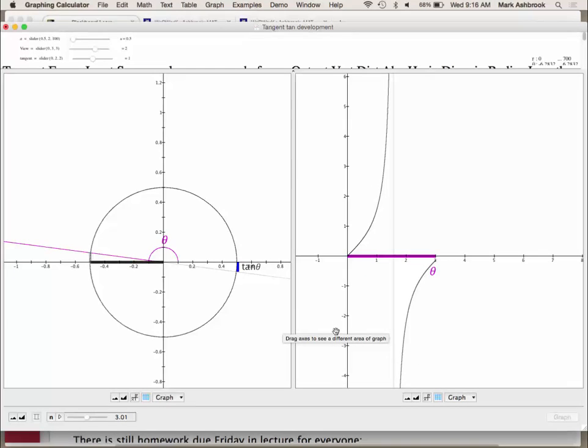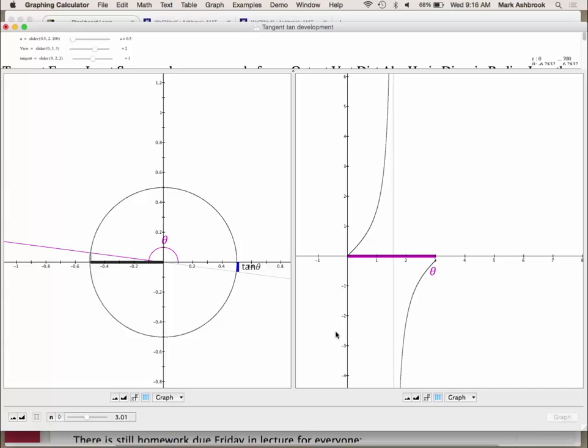But at pi over 2, it's undefined, right? Because that 3 o'clock tangent will never intersect that terminal side at pi over 2. As soon as you move into the 2nd quadrant, we have to take that terminal side back into the 4th quadrant to get it to intersect the 3 o'clock tangent. So tangent becomes large negative.